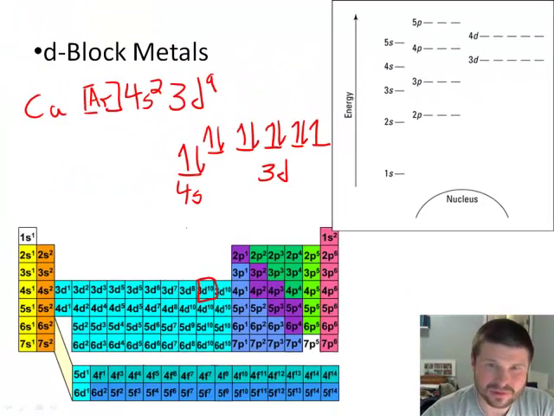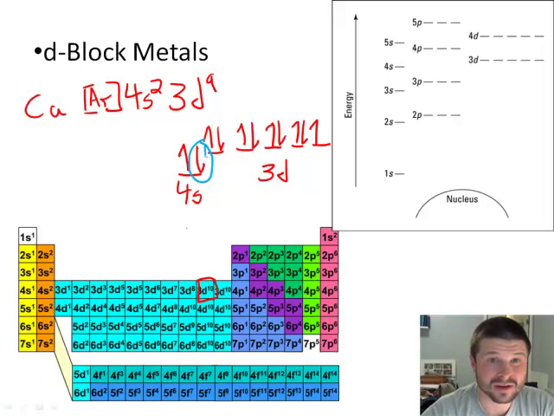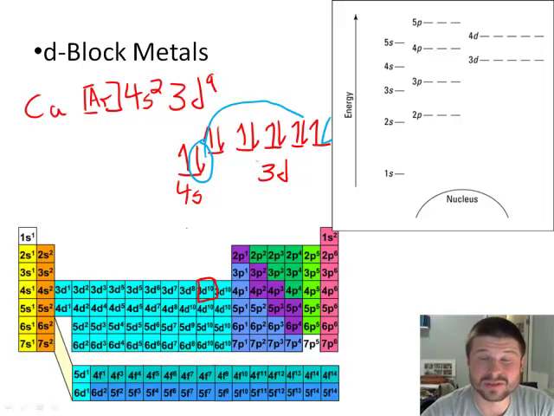However, to become more stable, it will promote that electron out of the 4s, and it will fill that d orbital. It's a lot more stable when those lower energy levels are full, and I just have one electron in that outer energy level, which is the 4. So be on the lookout for chromium and copper, because copper should actually be 4s1, 3d10.